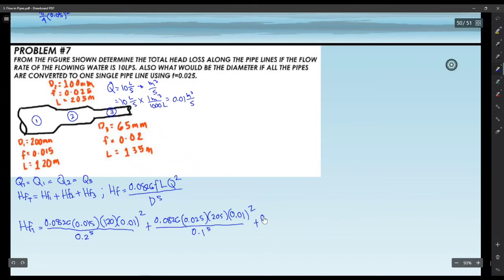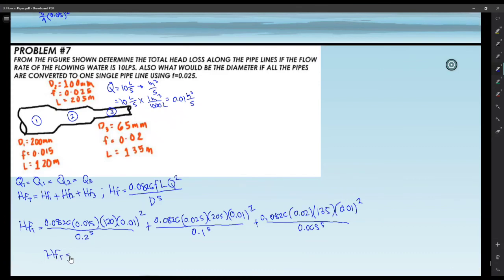And then plus, for portion 3, that is 0.0826. It would have been nice to factor out the common terms, the 0.0826 and the flow rate, but since we already have it this way, it's okay. Times F of 0.02, then the length of the pipe, 135, then multiply by our flow rate 0.01 squared over the diameter, 65 mm, so that will be 0.065 raised to 5. With that, we can find the total head loss.